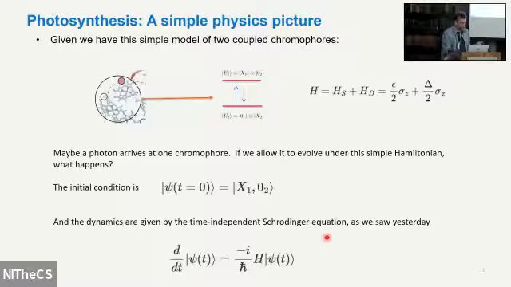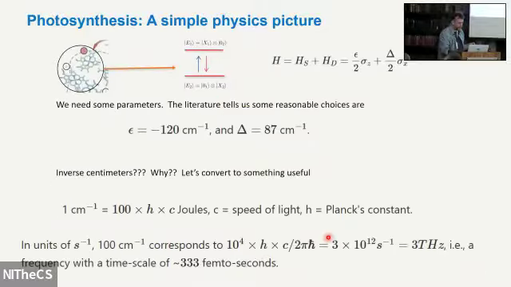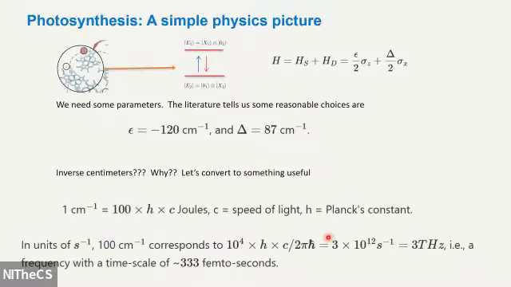So we just take the Schrodinger equation. We don't include any noise. And we need some parameters to put in this Schrodinger equation. So we go to the literature. And some of the literature says, oh, maybe the energy splitting of this electronic excitation is 120 inverse centimeters. And the tunneling energy between these two sites is 87 inverse centimeters.